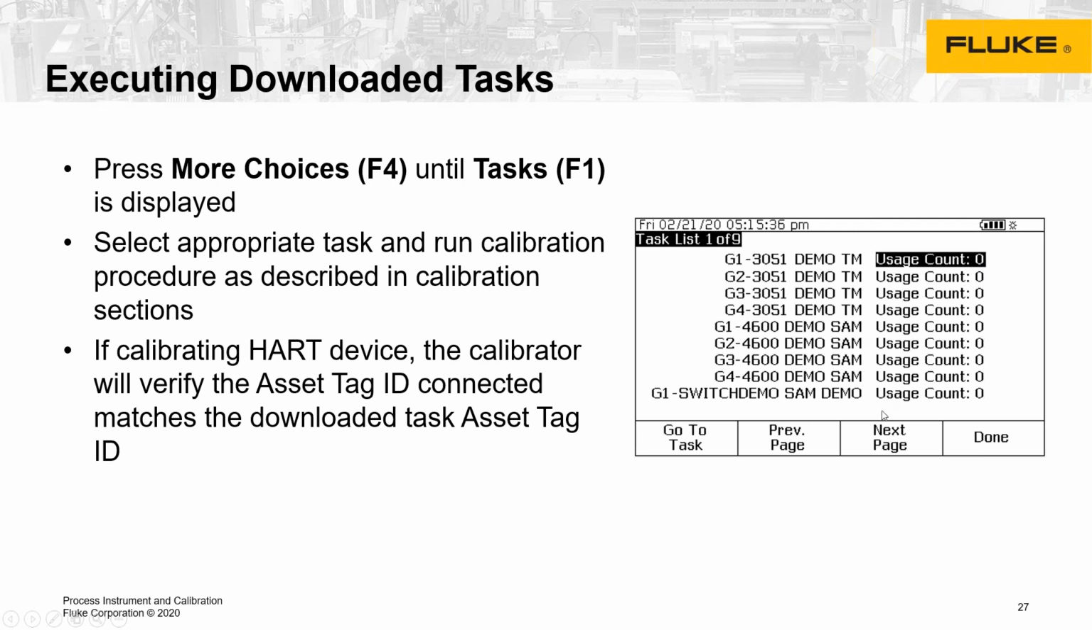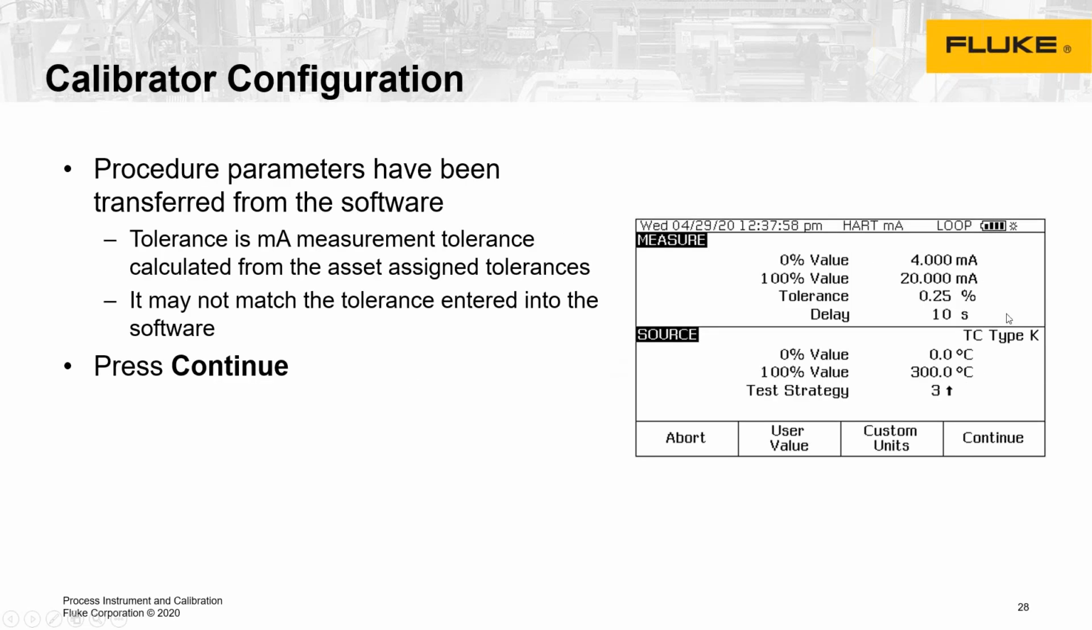We would use the arrow keys to select the procedure we would want to calibrate that matches the tag we're attached to. At that point, the calibrator would fully configure itself according to the asset information you uploaded. Right now, it's a very simple 0.25% tolerance, but if you had a more intricate plus or minus % of span, or something that's not a straightforward calculation, it will do the calculation conversion for the pass-fail in the calibrator.